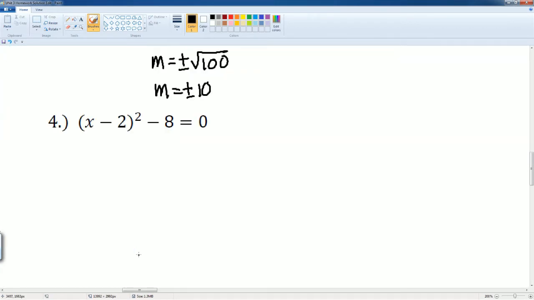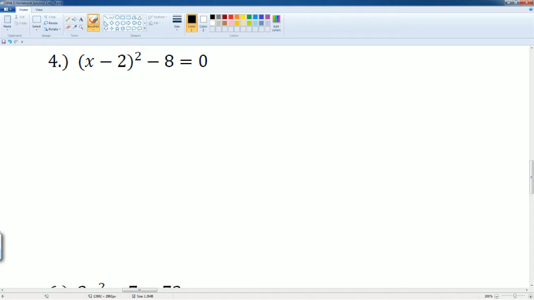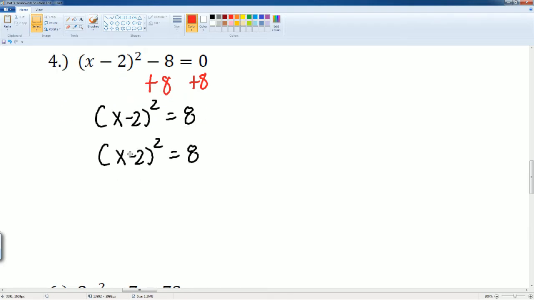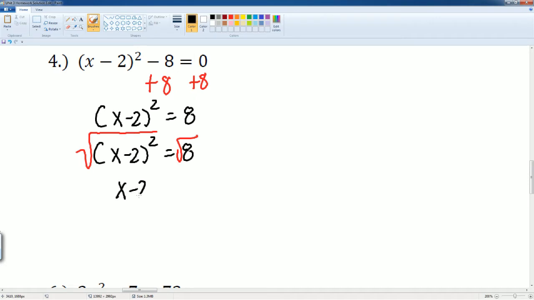Okay, number 4. We're trying to get this alone, so we have to get rid of this -8 first. Add 8 to both sides, giving us x minus 2 squared is equal to 8. We see this squared here, so let me just copy this line. What we can do here is square root both sides. Once we square root both sides, I now get an x minus 2 here, and on my right is square root 8.